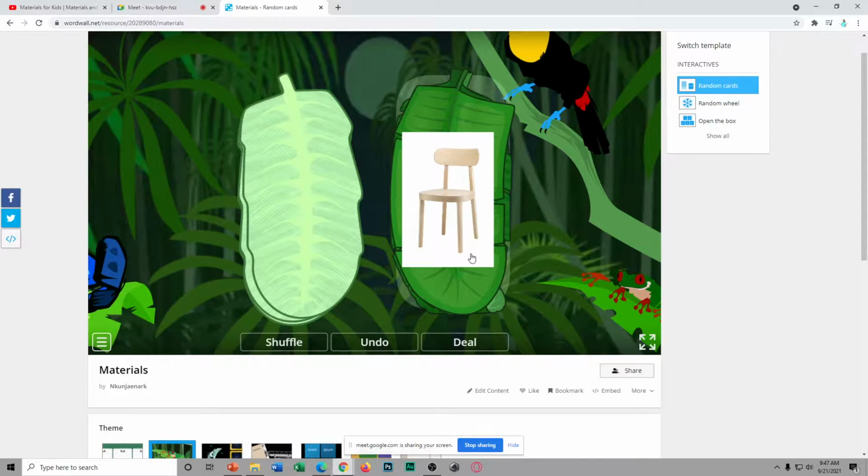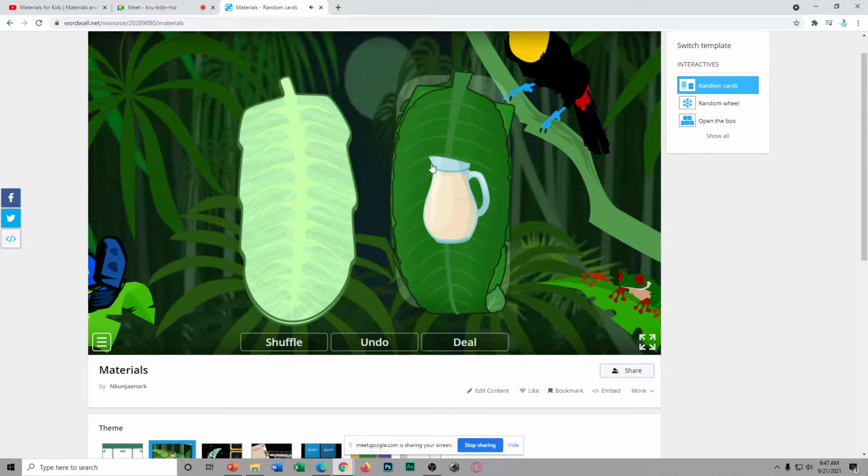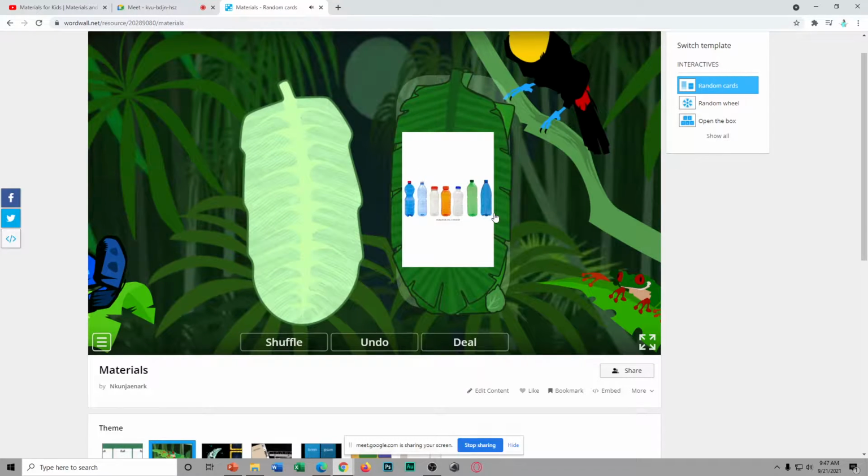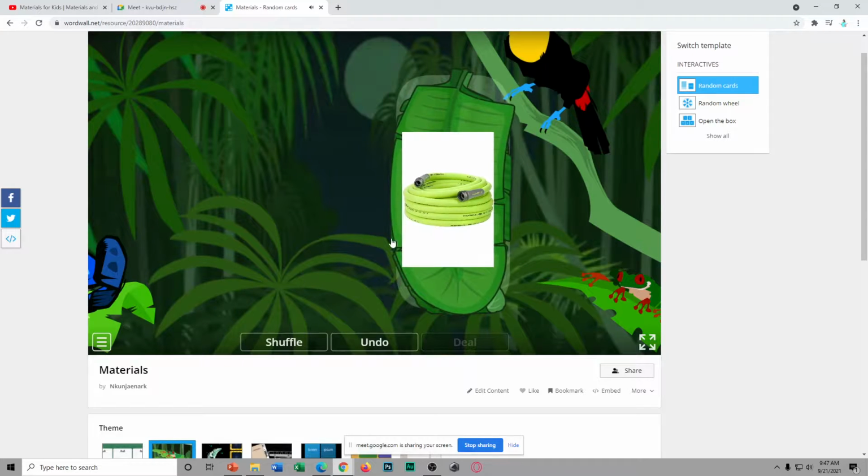It's a chair made of wood. What is this one, the container? It's a jar. Okay, it's called a jar. Now, what do you think this jar is made of? Glass. Next, what do you call this? Bottles. Plastic bottles, made of plastic. Next, what do you think is this?